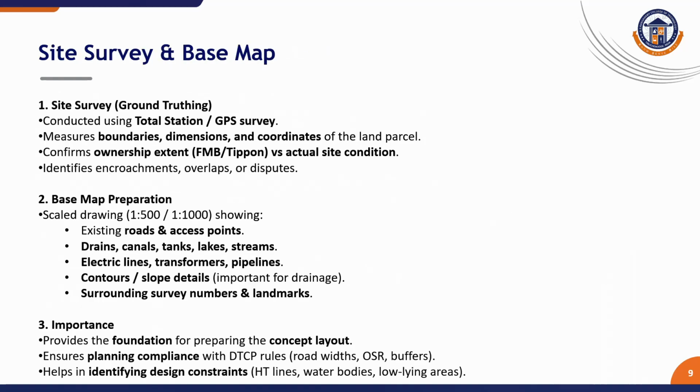With the documents in order, we move to the ground. A site survey, or ground truthing, is conducted using a total station or GPS. The survey precisely measures the boundaries, dimensions, and coordinates of the land. Its primary purpose is to confirm that the actual site conditions match the details in the FMB sketch and identify any potential encroachments, overlaps, or disputes that are not apparent from the documents alone.